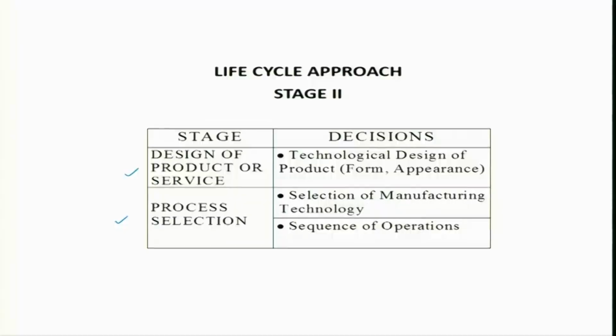And then based on the product design, materials etc., I have to select the volume and variety. Based on that, I will select the appropriate technology and appropriate process: whether I need automation, whether I need flexibility, what should be the size of my factory and what is going to be my sequence of operations and like that. So, that is the stage 2 decisions.